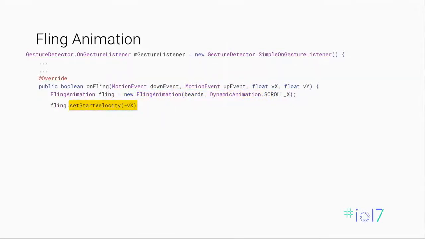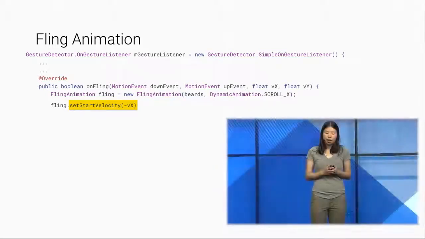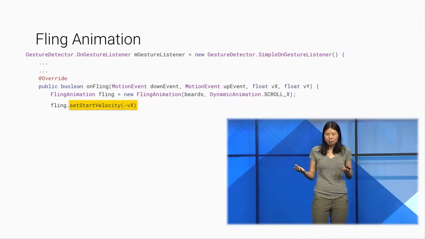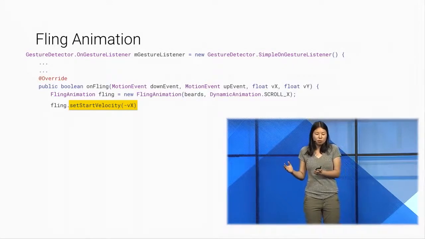And then we're going to set the start velocity. Here you can see I have inverted the velocity of the gesture. And that's because here we're animating the scroll property. The scroll property is sort of special in that a positive change in the scroll value would actually move the list in the opposite direction as a positive velocity would.